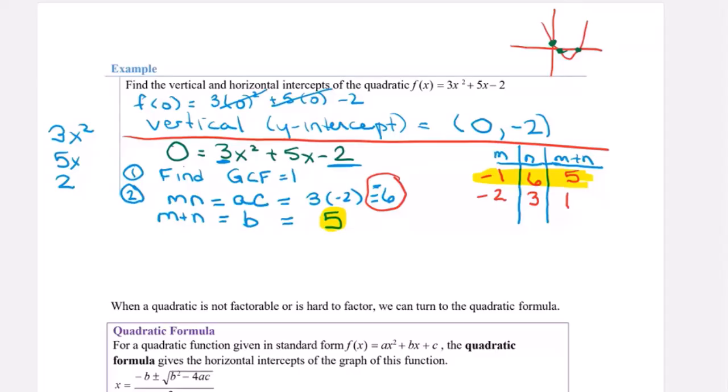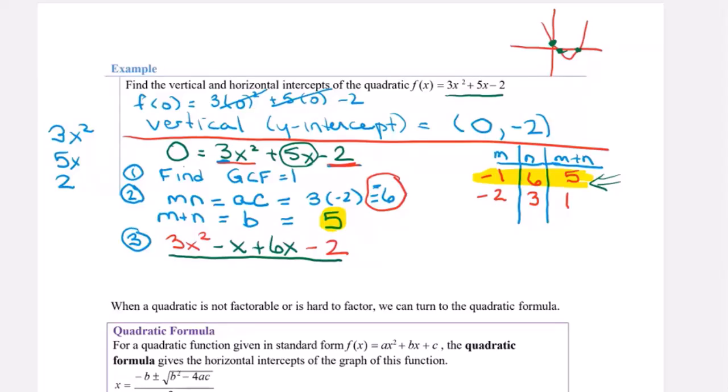So third step, I'm going to take my first term, 3x squared, and my last term, -2, and I'm going to break this 5x into these two numbers. So I can say -x plus 6x. That equals 5x, which is what we started with. So hopefully you can notice that this is equal to our original value.